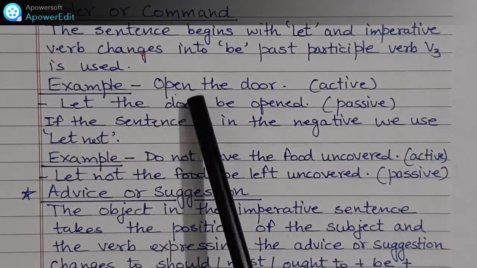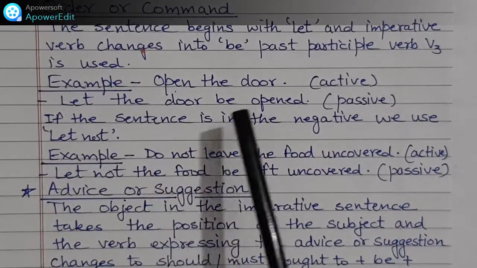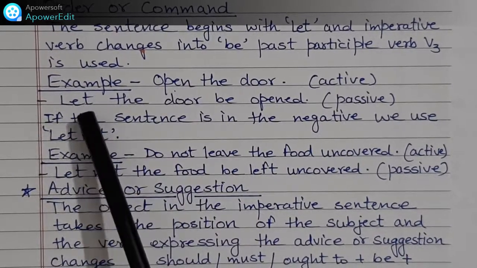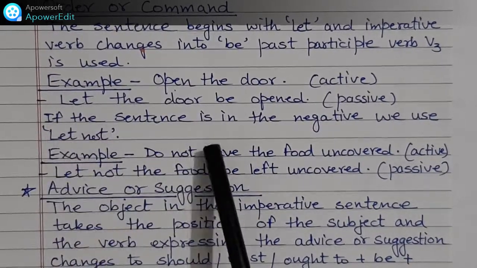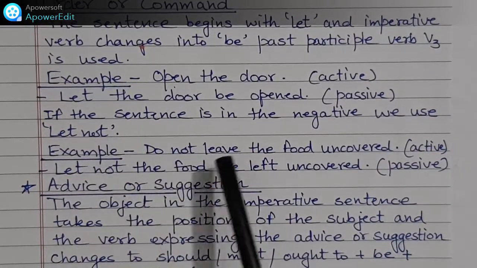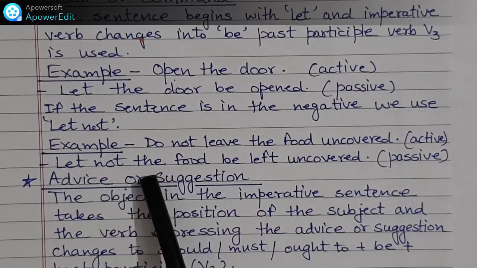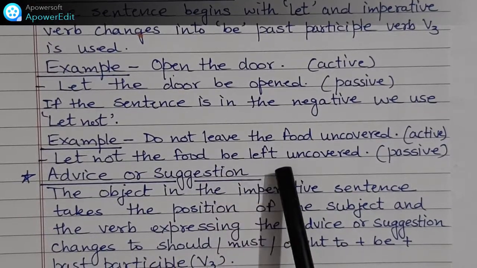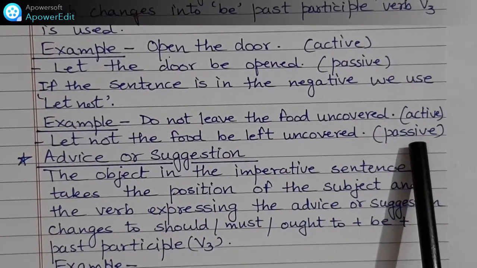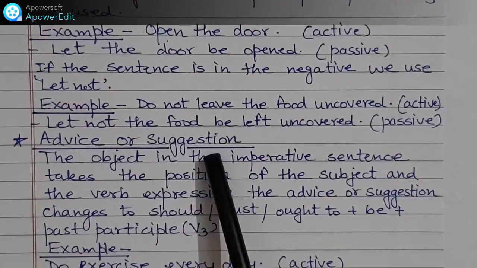For example, open the door. This is active voice. Let the door be opened. Passive voice. So you can see here, we can start it with let. If the sentence is in the negative, we use let not. For example, do not leave the food uncovered. Active voice. Let not the food be left uncovered. This is passive voice.